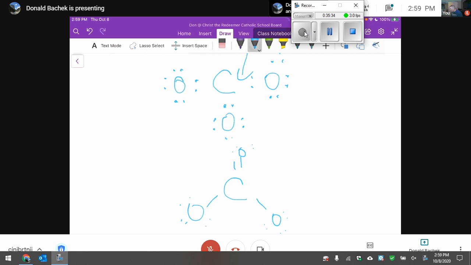Anytime we're drawing polyatomic ions, remember, polyatomic ions, make sure you put brackets here, yes? And actually this one, I think carbonate would have a 2- charge. So don't forget the brackets and the charge, yeah? Okay. Now this one though, so we can do that.